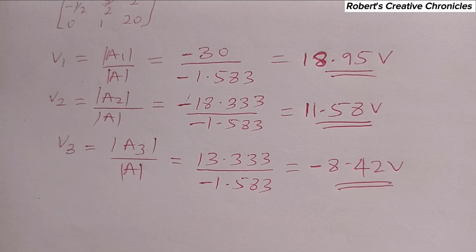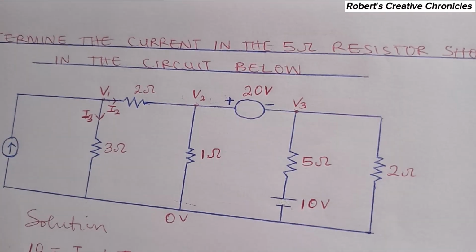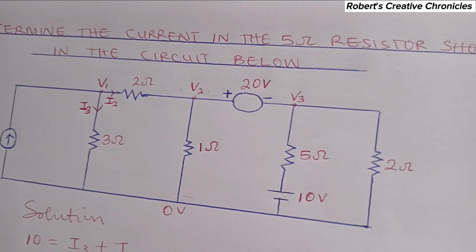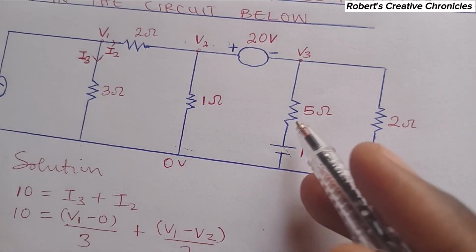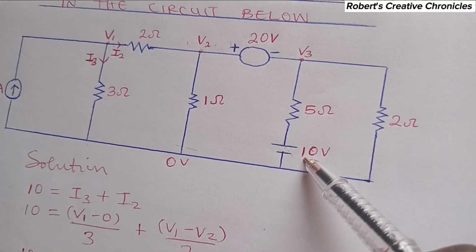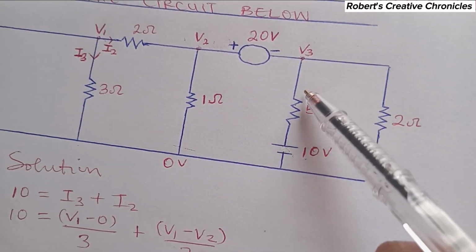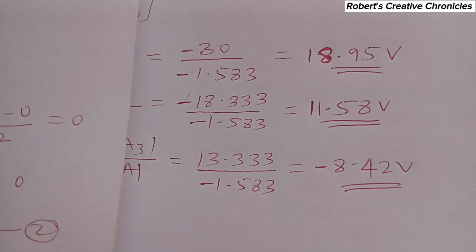V1, V2, and V3. And the question says we should determine the current in the 5 ohm resistor. Here is the 5 ohm resistor. So the current through here will be V3 minus 10 volts over 5. That's the current through it.